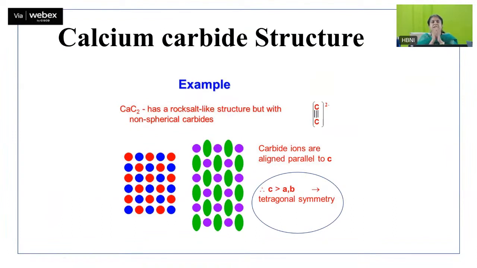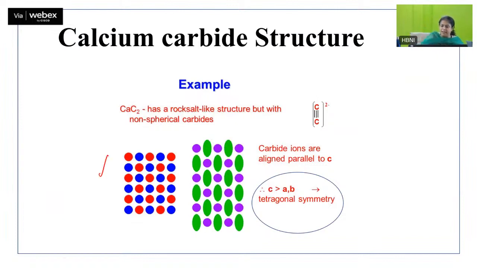Now another important structure. Of course, KCl is similar to NaCl, MgO is similar to NaCl, and then the calcium carbide structure. Now, calcium carbide, whenever you read, it will say it adopts not the rock salt structure, but a rock salt like structure. Now, what do I mean by that? This is your NaCl packing.